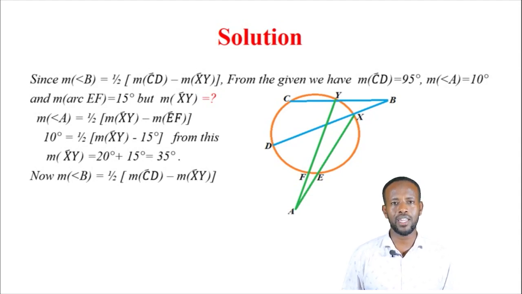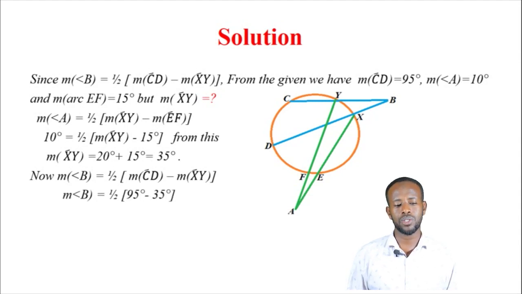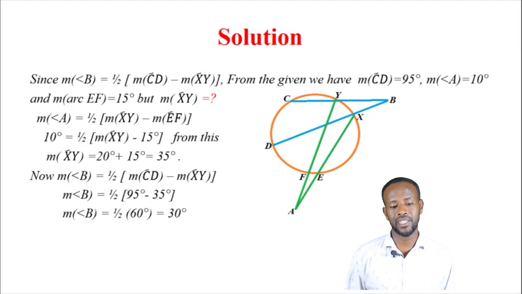So subtract the two, then half the answer. So measure of angle B is equal to 1/2 of 95 degree minus 35 degree, which is equal to half of 60 degree, which is equal to 30 degree. How was it, students?